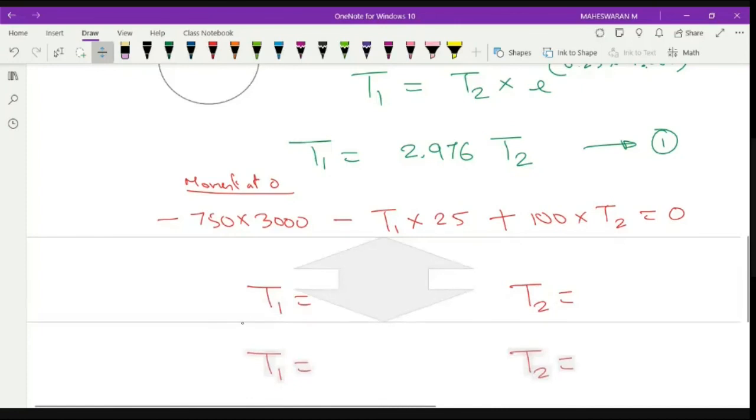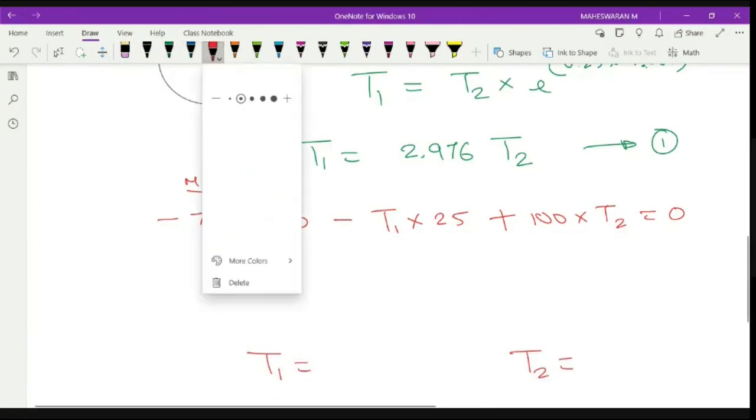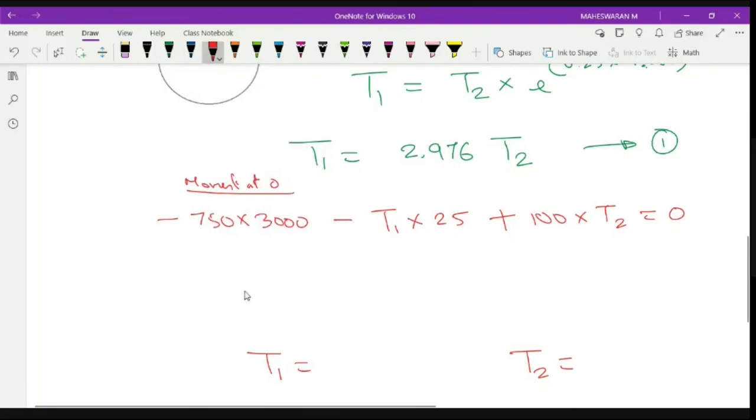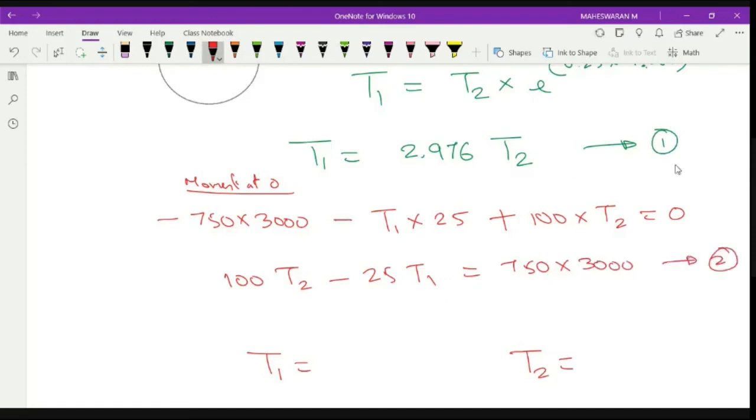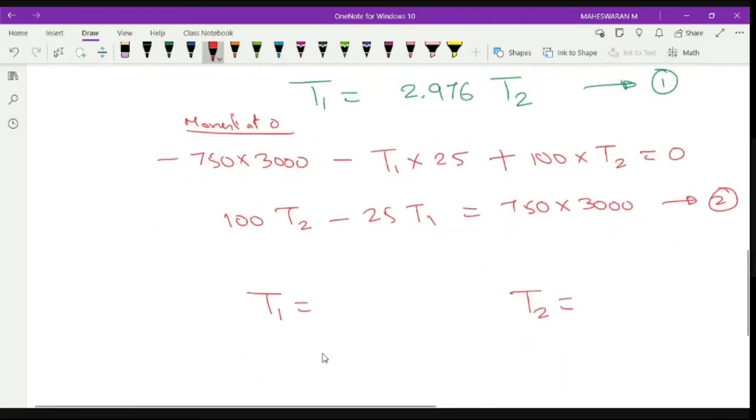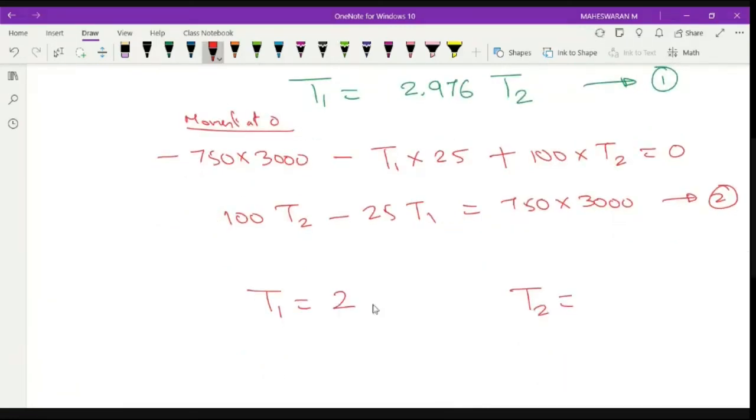If I want, we can also include a few more steps. So I can write it as 100 T2 minus 25 T1 is equal to 750 into 2000. I can substitute it. Let me consider this as equation 2. With 2 and 1 we can find the values of T1 and T2. T1 is 261,562.5. T2 is coming as 87890.625.